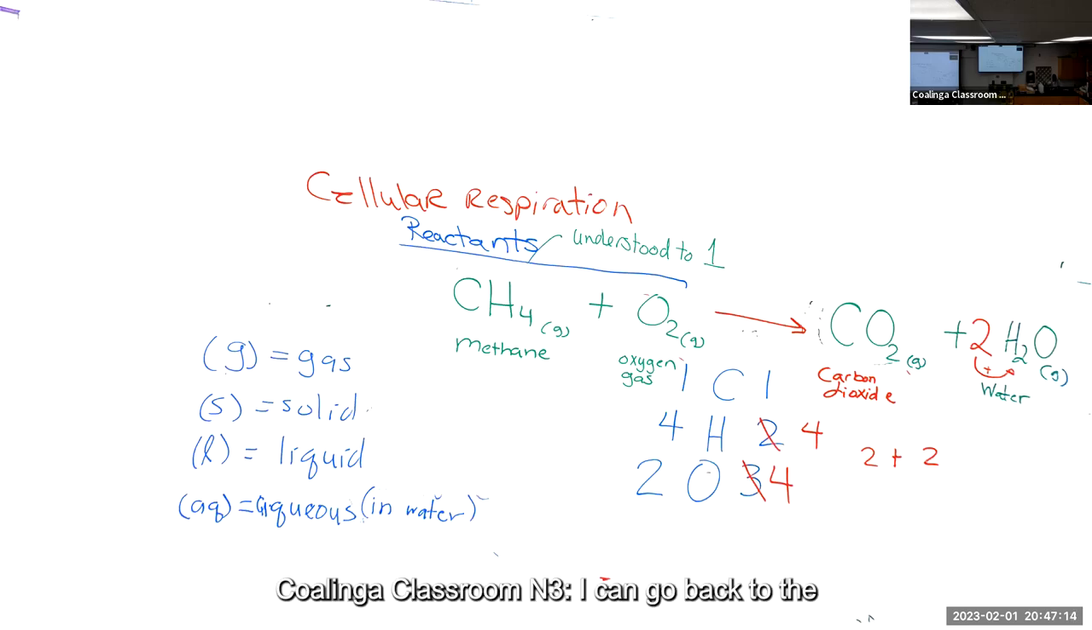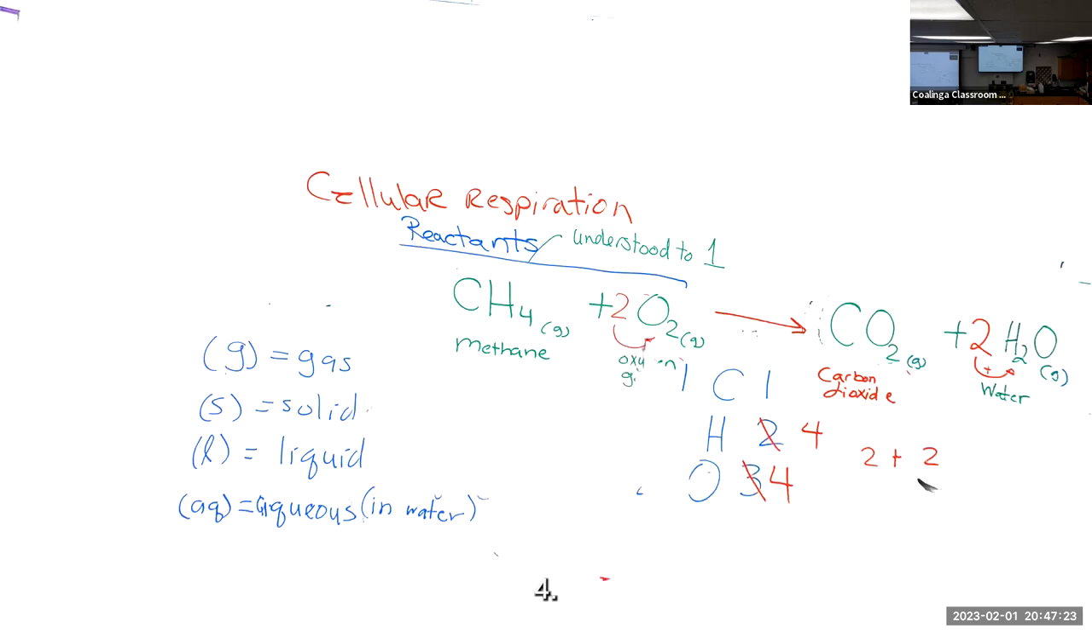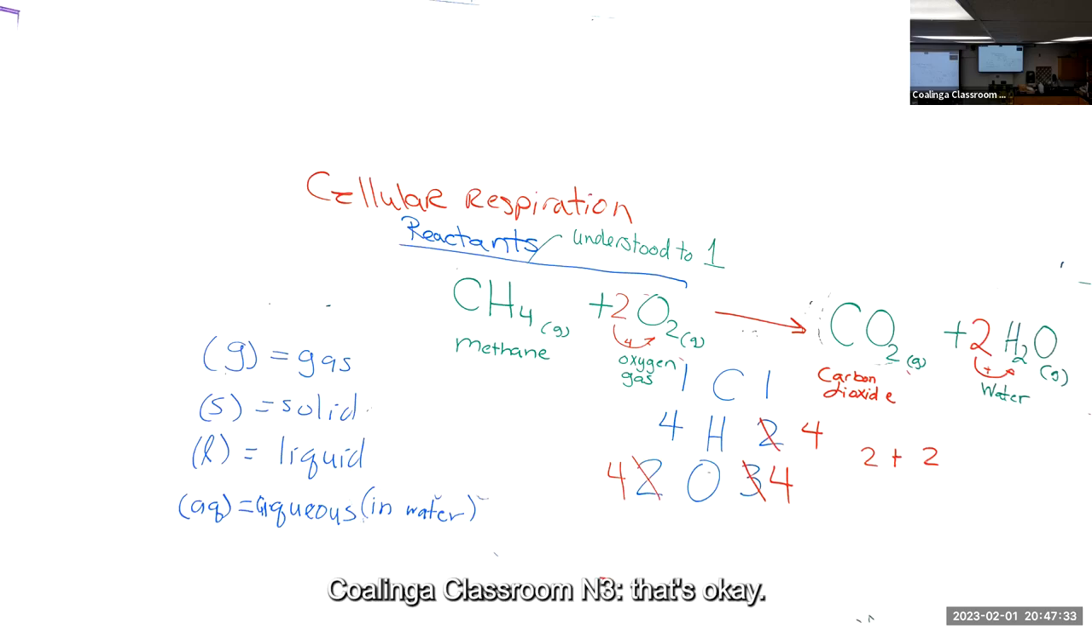I can go back to the reactant side. So if I go back to the reactant side, what am I going to do? I'm going to put a two in front of here. So then I have four. Is it balanced? Yes. Okay. You escaped. Not too bad.